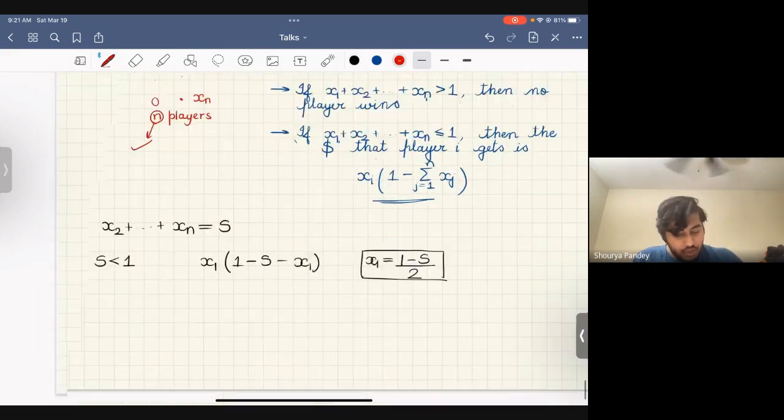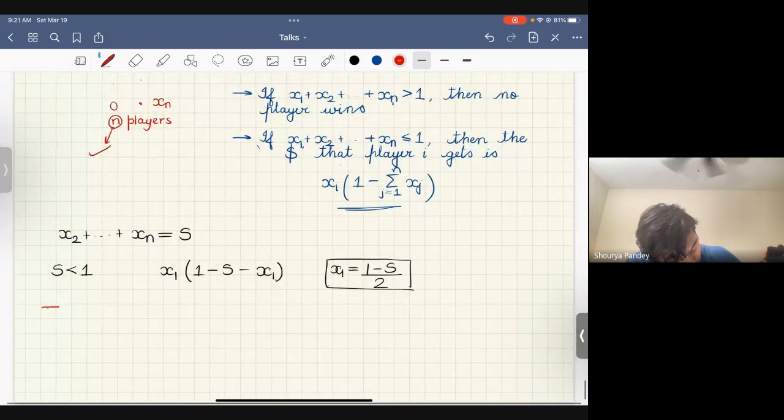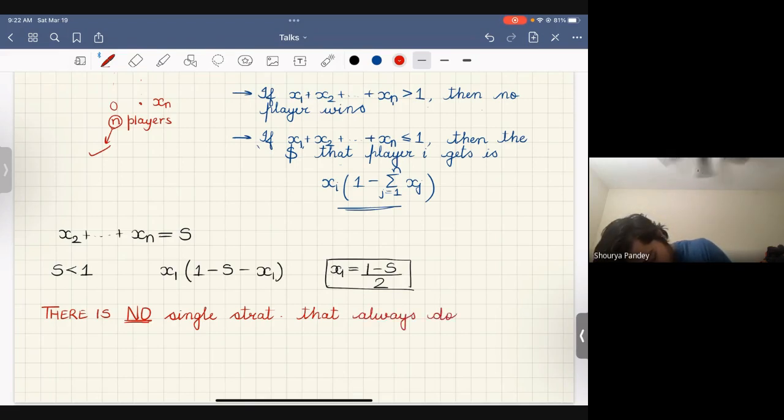So let me just highlight that there is no single strategy that always does better than other strategies, right?